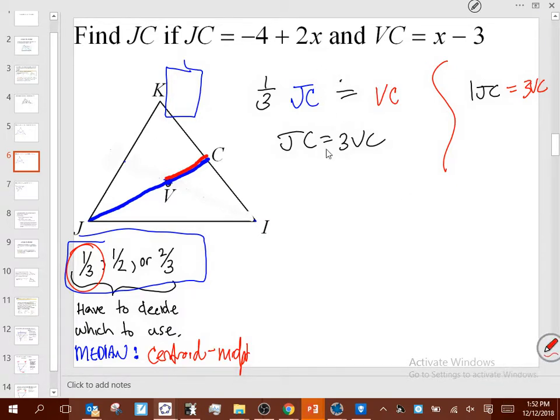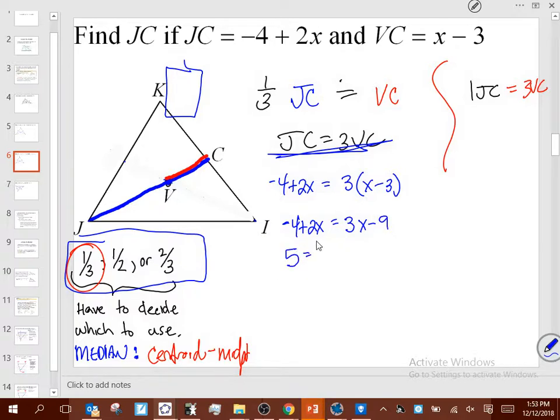So now I substitute. So JC is -4 plus 2x. I've got 3 VCs, which was x minus 3. Every time I do this, so this was the geometry. This is what I was trying to teach you yesterday. Okay, if you could do that, you've learned the geometry. You've mastered that. Let's now go through the algebra. What should I do with that 3? Distribute it. All right, so now I want to add 9 to both sides. Subtract 2x from both sides. Gives me x to be 5. You guys agree with that?